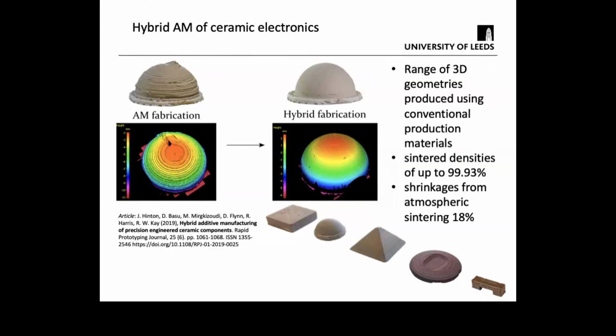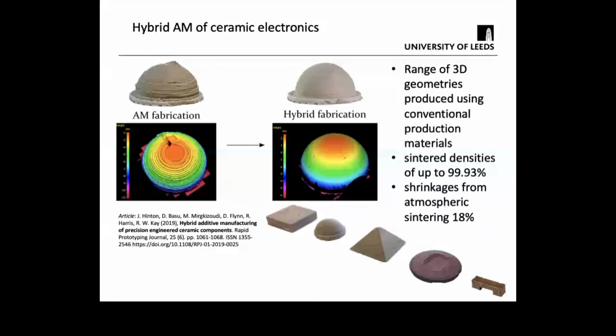And one of the nice things about this hybrid approach, I think you can see graphically here, is that you get over that effect of putting individual layers and that stair stepping by basically being able to produce the near net shape, but apply machining to get you much closer to your requirement.